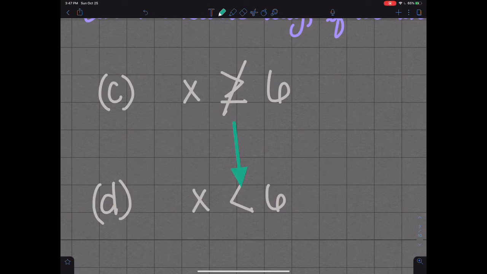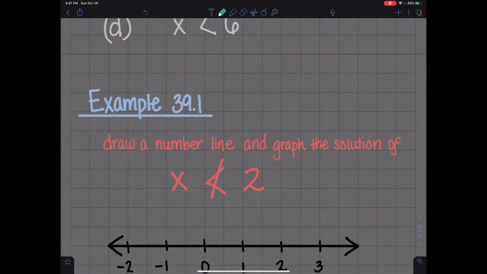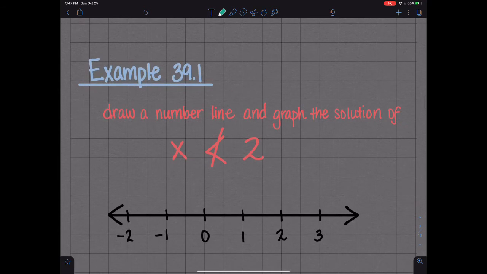All right, so on example 39.1, we're going to take that idea and go the next step, and when we get a solution, we're going to graph the solution. So the instructions say draw a number line, and then graph the solution of X is not less than 2. So X is not less than 2.